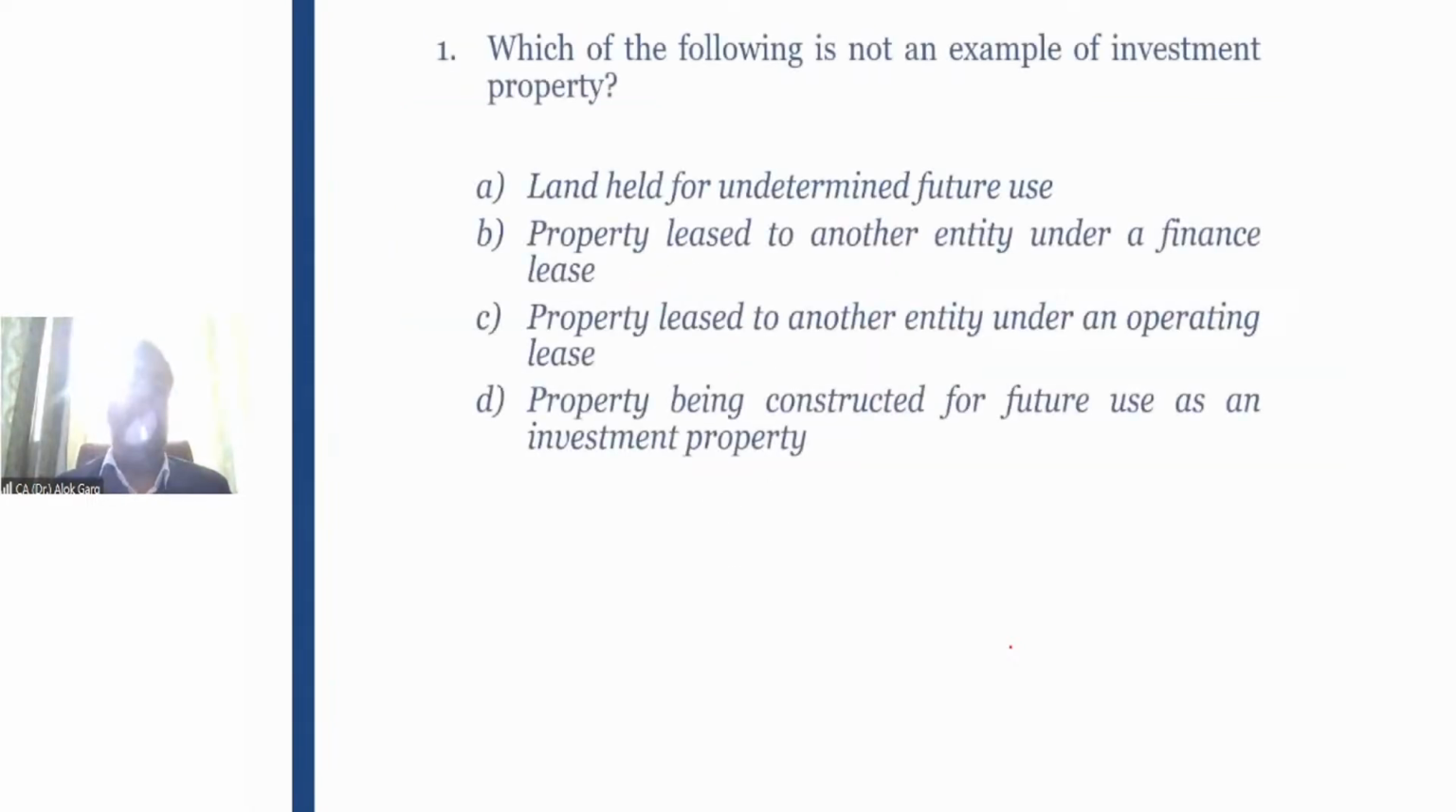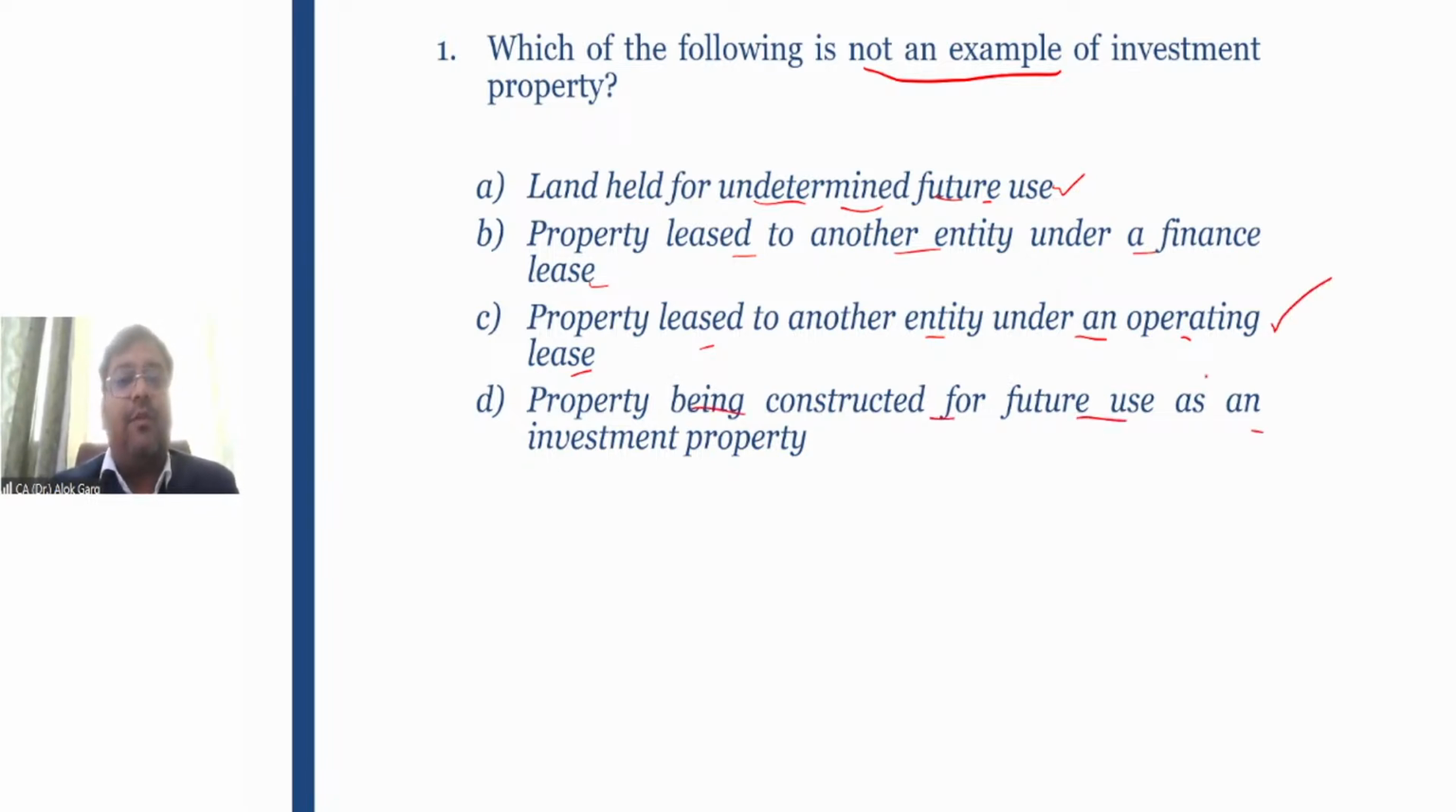Let's quickly discuss some multiple choice questions to check the understanding. Which of the following is not an example of investment property? Land held for undetermined future use, it is an example. Property leased to another entity under a finance lease. Property leased to another entity under an operating lease. So there is a property which is leased to another entity under an operating lease. It is an example of investment property.